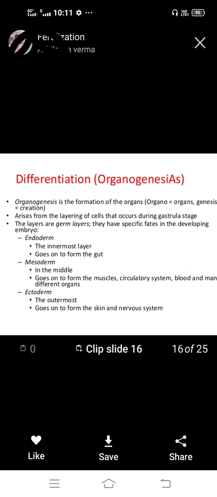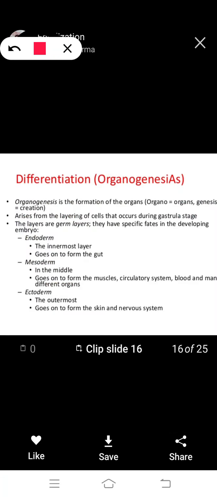Differentiation in organogenesis. Okay, how does it form into organogenesis? Organogenesis is the formation of the organs. Organ plus genesis means creation. For example, these organs come from the germ layers, which are especially important. This diagram shows the endoderm.